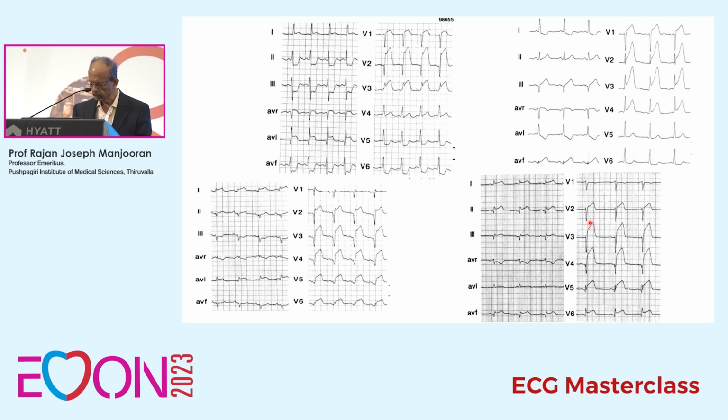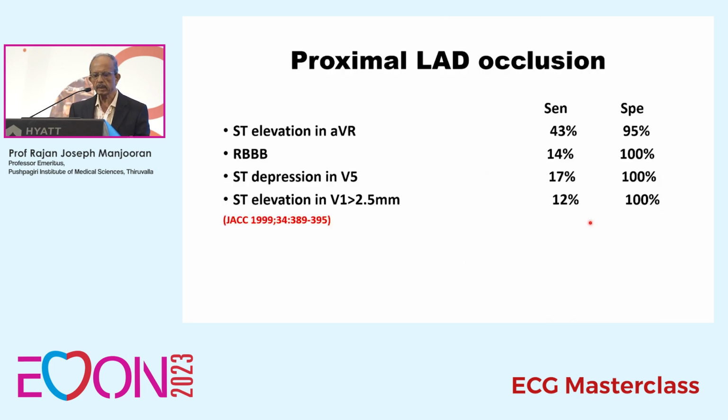And by electrocardiogram, it has been shown that ST elevation in AVR has a sensitivity of 43% and specificity of 95% for proximal LAD occlusion. Right bundle branch block is another indication for proximal LAD occlusion. ST depression in V5, and ST elevation in V1 more than 2.5 millimeters. All these points indicate that there is a proximal LAD occlusion, or it could even be a left main occlusion, and it indicates severe extensive ischemia.